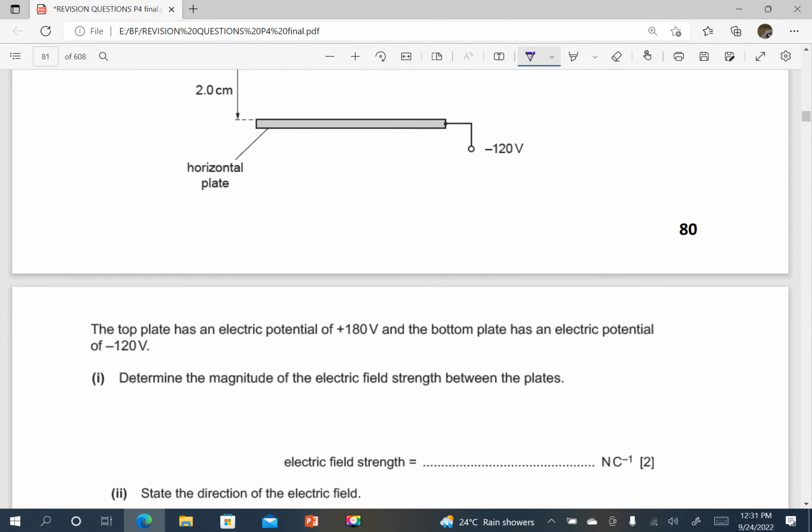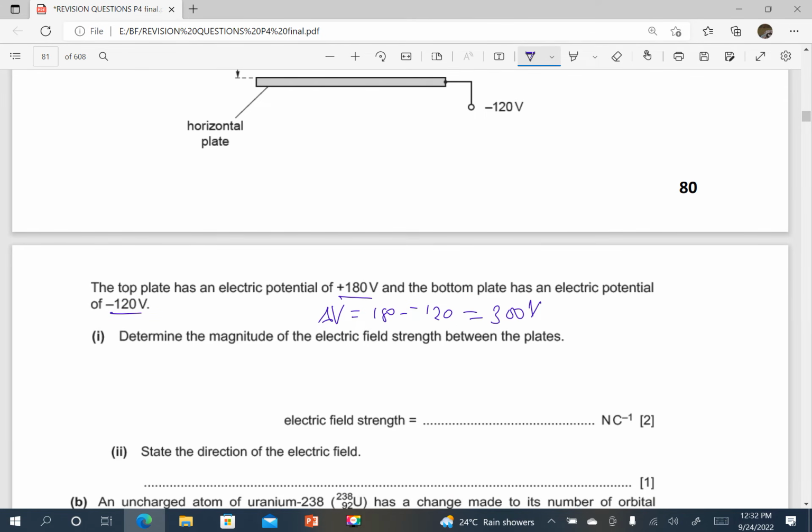The top plate is at electric potential 180. The bottom plate is at negative 120. That means the difference in potential is going to be 180 minus negative 120, which gives us 300.